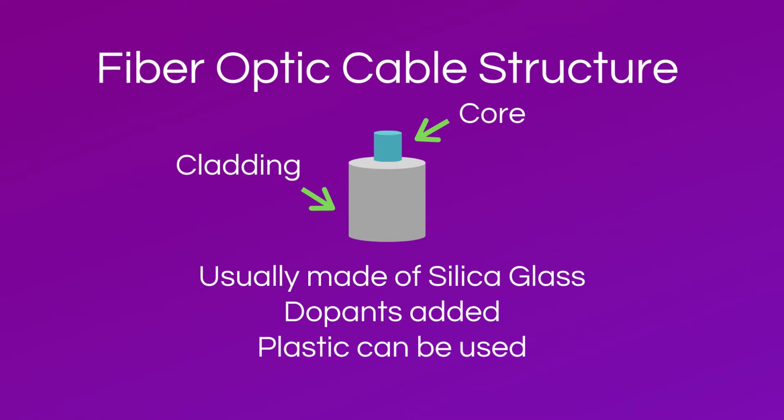The core and cladding can also be made of plastic, but while they are more flexible and cheaper than their glass counterparts, they are so inefficient that they are typically only used in educational kits or very short transmissions.